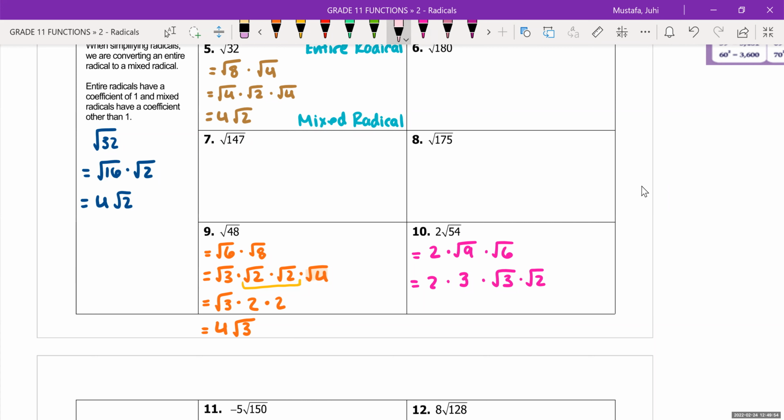This leads me to an important rule. You can multiply coefficients together and you can multiply radicals together, but you can't mix them up. Okay? So our final answer here, and now you can write it down that you understand it, would be 6 root 6.